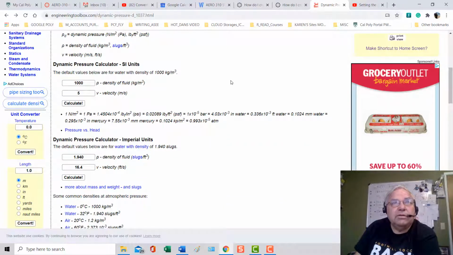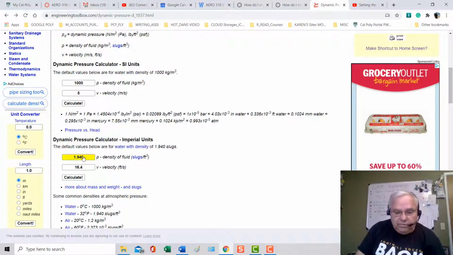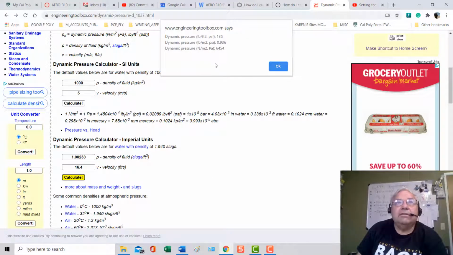In other words, slugs again, feet per second. And if you put a density in here, let's say I know the density at sea level for our atmosphere is, I think, 0.00238 slugs per cubic foot, and then you hit calculate. And look here at the top, it gives you the dynamic pressure in pounds per square foot. It automatically calculates 1/2 rho v squared for you. So that's kind of cool.